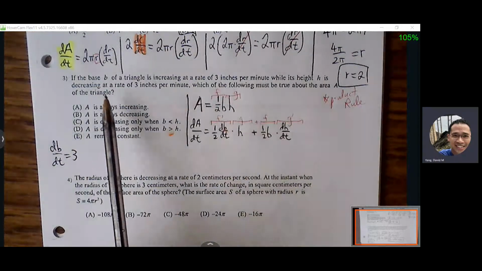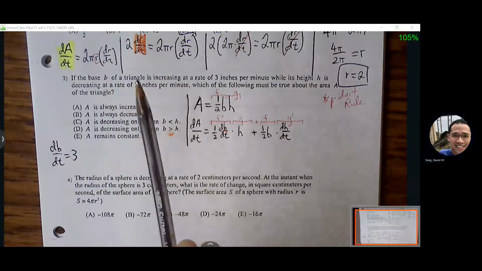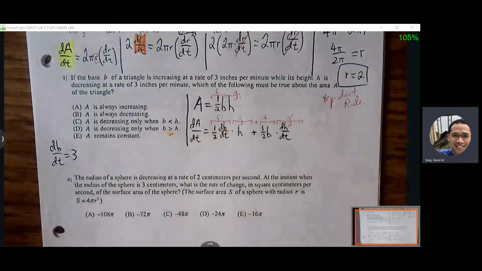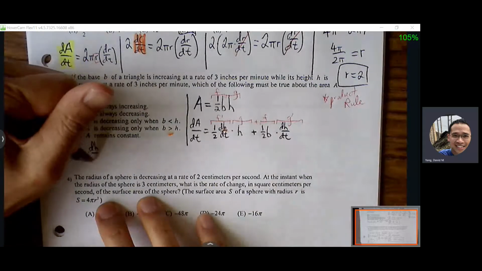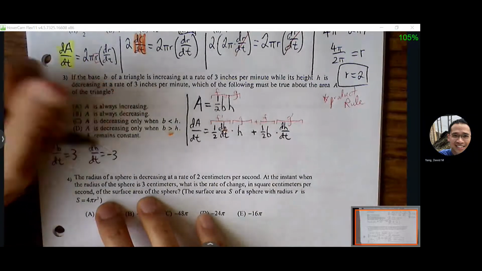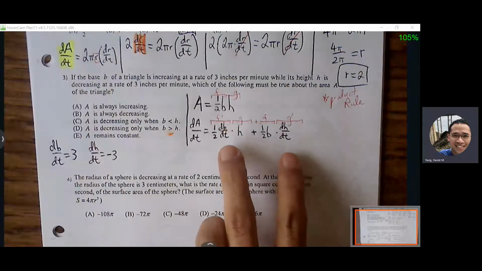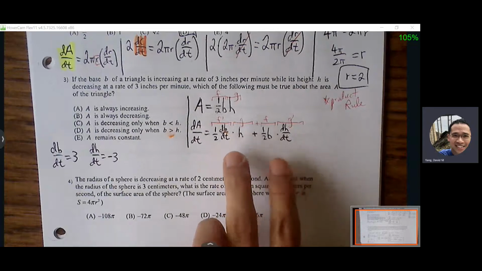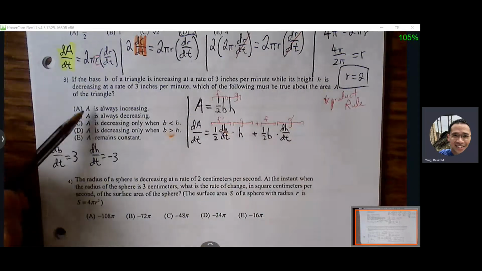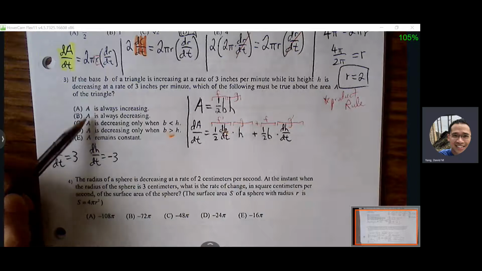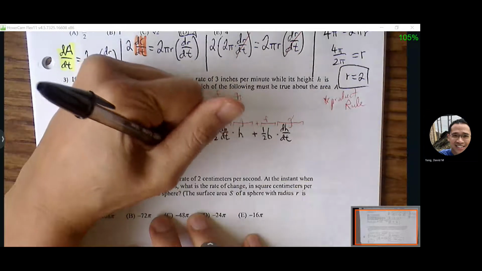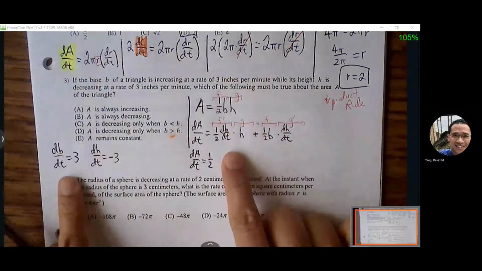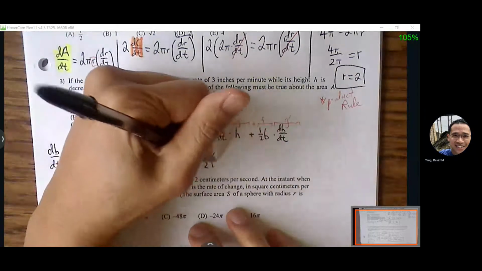Okay, height is decreasing at a rate of 3 inches per minute. What can we do with that information? dH dt is -3. Okay, so let's plug it in and see if we can get down to a simpler equation that we can begin to maybe make the correct conclusion. dB dt is 3.